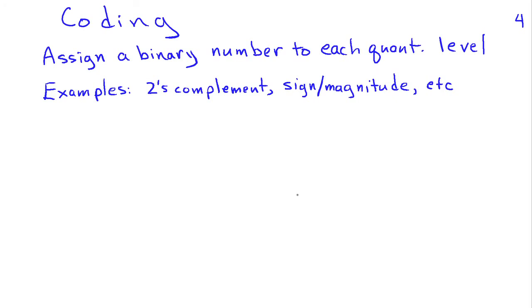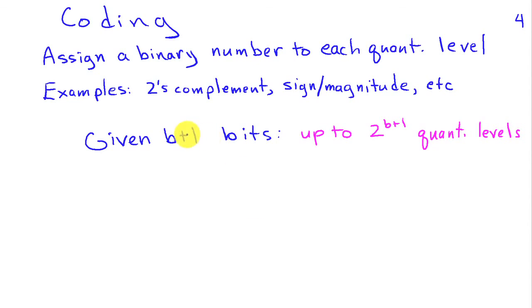So let's turn our attention now to coding. And we've got these different quantized values of the signal, and we have to assign a binary number to those. If you take computer engineering, there's lots of different binary representations, and ones that might be used could be such as 2's complement, sign magnitude, and so on. We're not going to go into detail on those sorts of number representations.